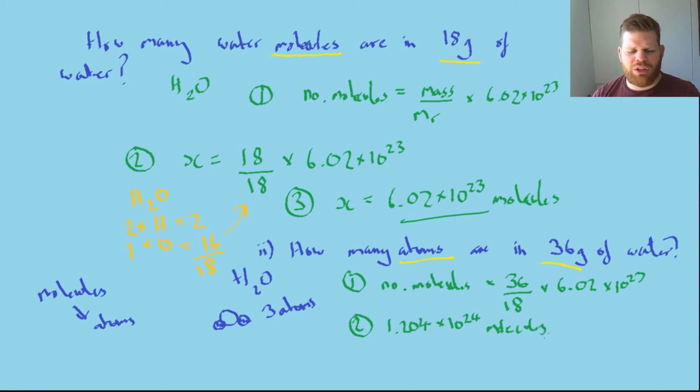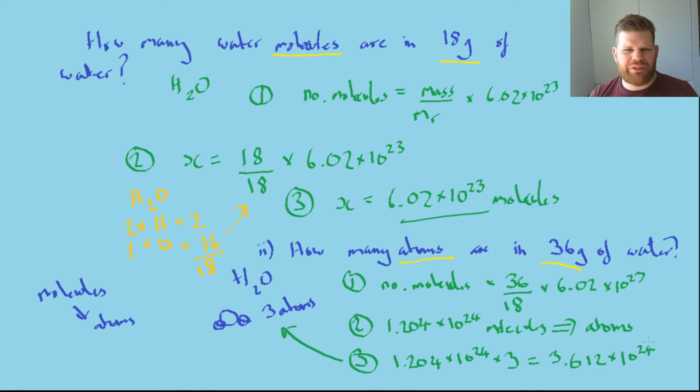So if I know I've got that number of molecules, I've now got to turn this into my atoms. I'm going to use the information that I've got up here, that 1 molecule of water has 3 atoms in it. So I take my answer from here, 1.204 times 10 to the 24, and multiply it by 3. This will give me the number of atoms, so my answer here is going to be 3.612 times 10 to the 24. That's how many atoms I have present in my 36 grams of water. So hopefully that makes a little bit of sense.